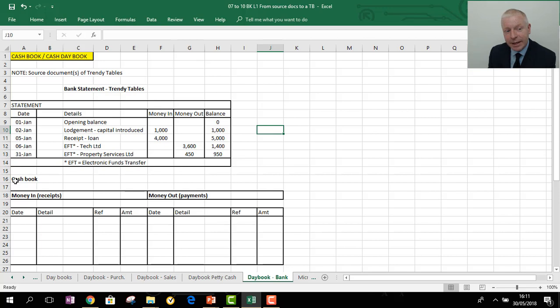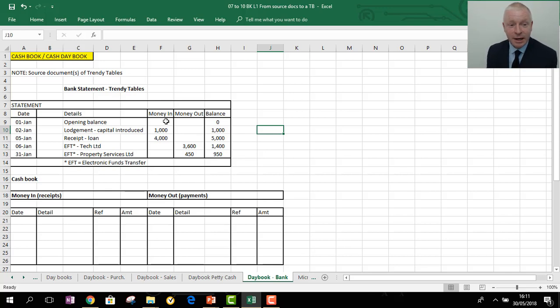So there's a template here for the cash book, similar to the petty cash book, but these are for larger amounts of money, and it's not necessarily cash that's being moved in and out. So we have monies coming in and monies going out. Again, as we progress and we get more advanced, we're going to analyze these transactions out in more detail. But for the moment, we're just going to take the information from the bank statement and populate it into the cash day book. So let's have a look at this.